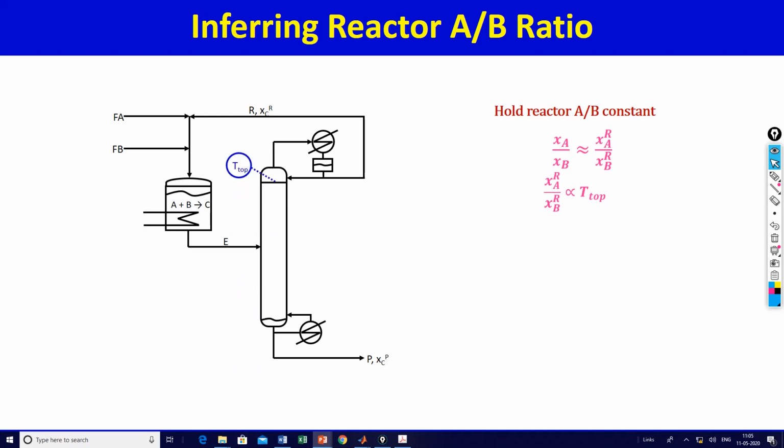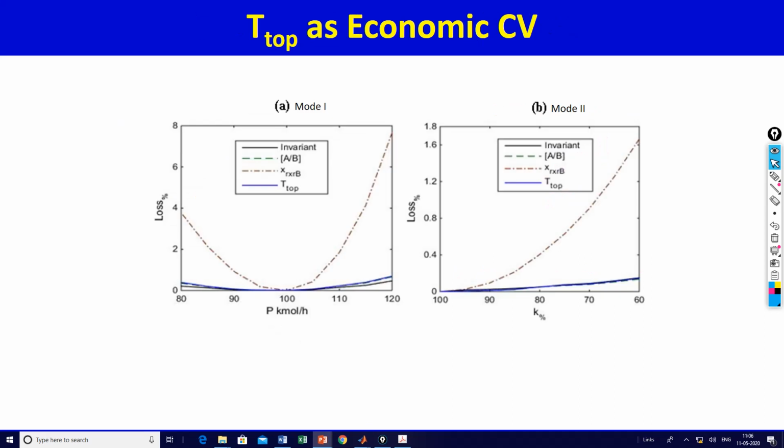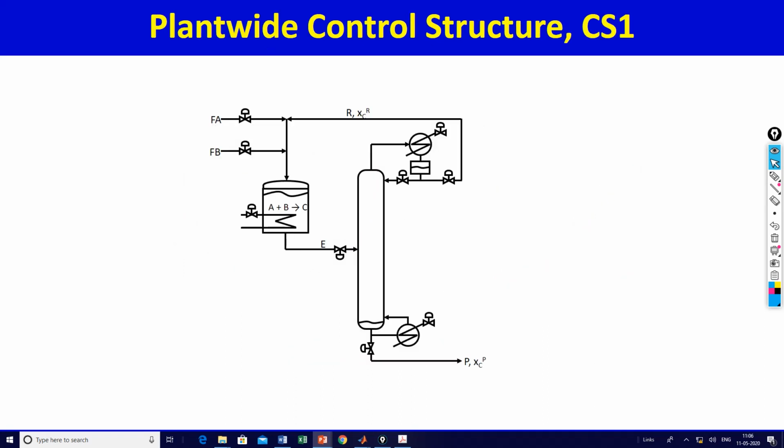Okay, so that's our economic CV that we are proposing. And all of this is coming from physical insights about the process. None of this is mumbo jumbo, some numerical fad. So T top infers reactor A by B ratio, and we also quantified the loss when T top is held constant. And you can see T top, the blue curve, is very similar to, what? Is very similar to the invariant actually, and constant A by B. So T top is a good inferential economic CV.